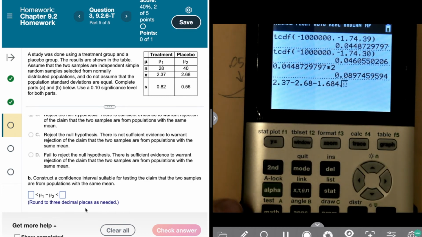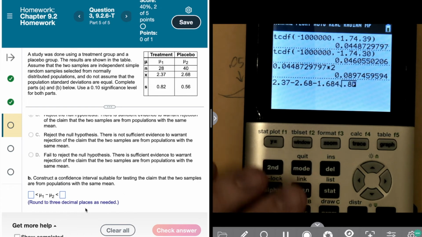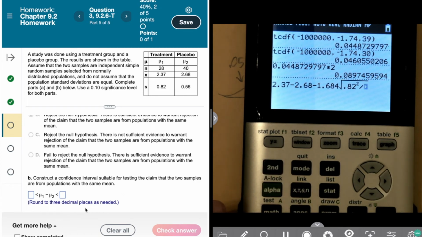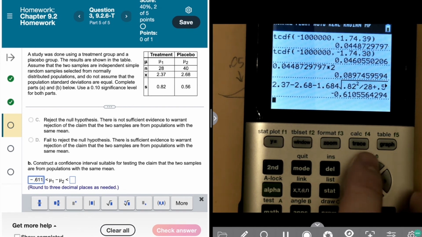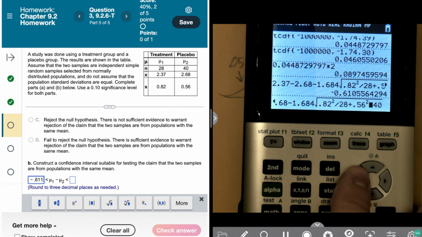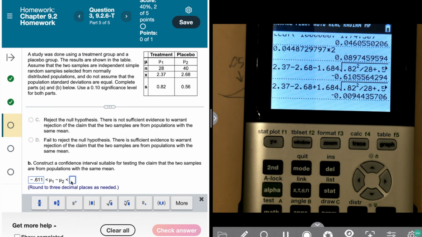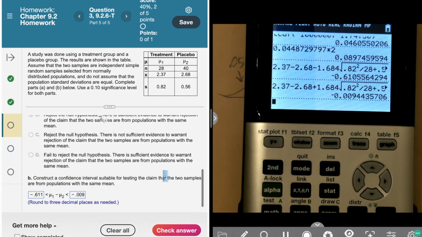Now we have the square root of, again, standard deviation 1 squared, which is 0.82 squared, divided by its sample size, which was 28, plus the other standard deviation, 0.56 squared, divided by its sample size. And I get that for my lower value. And to 3 decimal places, it looks like that would round up. And now I'm just going to copy this whole entire thing because now I need the positive value. Or rather the positive t in between, which still is negative 0.009.